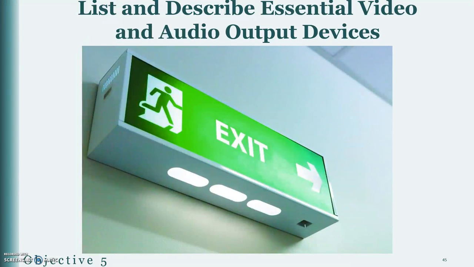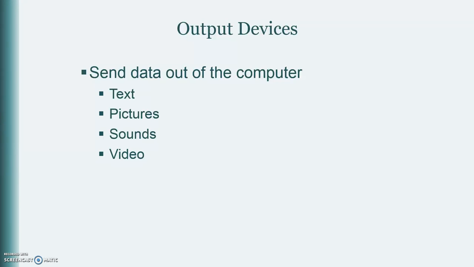Let's go on to output devices. An output device lets you send processed data out of your computer in the form of text, pictures, graphics, sounds or audio, and video. The most common output device is right in front of you, your monitor. Sometimes referred to as a display screen, okay? But we're going to go ahead and stick with trusty old monitor as the term we like.